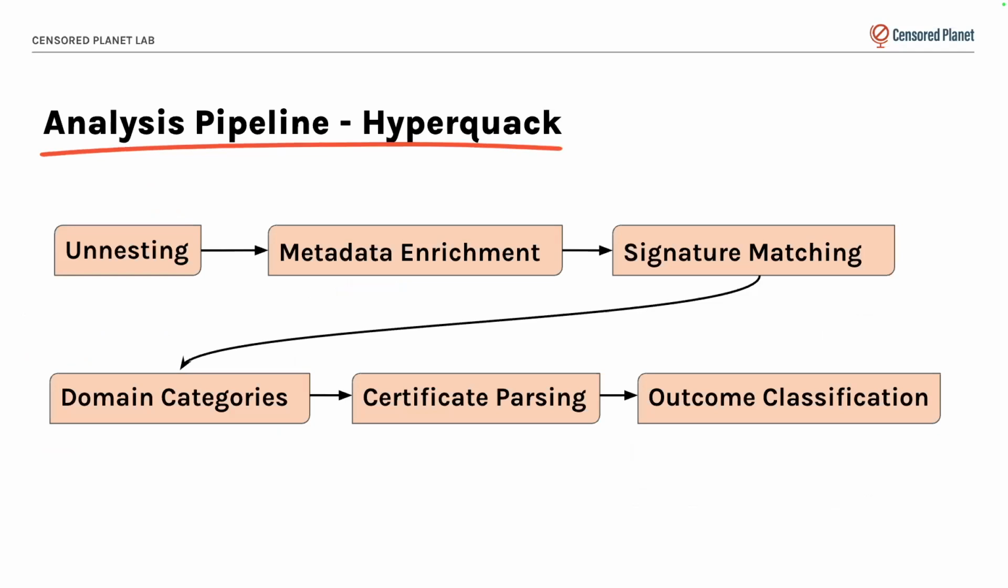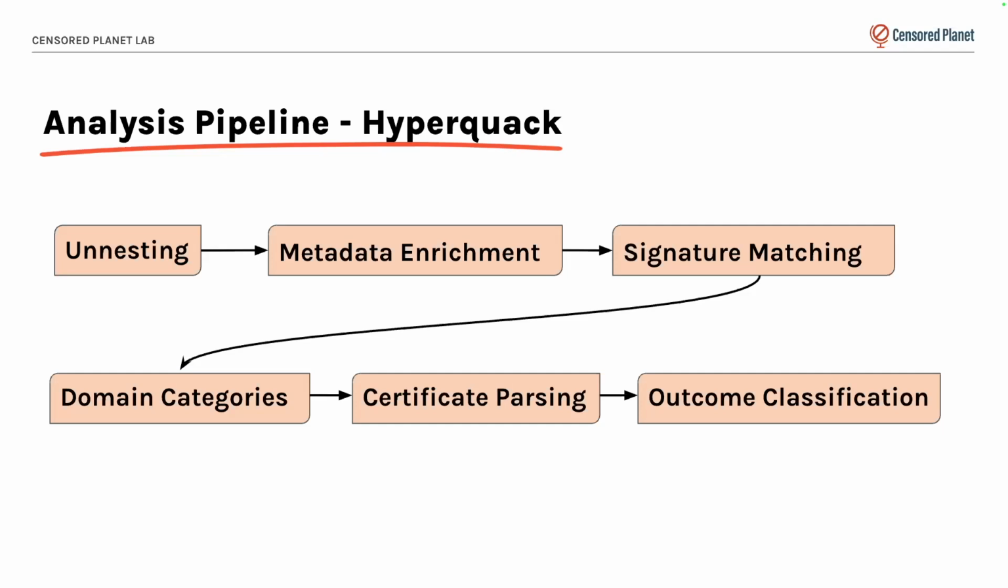And just in a nutshell, I'll try to explain how exactly we analyze our data. When it comes to Hyperquack, these are the elementary steps we do. We first unnest the data, since each server that we test for our measurements might hit an error. So we try the measurements for a specific domain and a specific server up to 4 times, and we unnest all of those measurements.